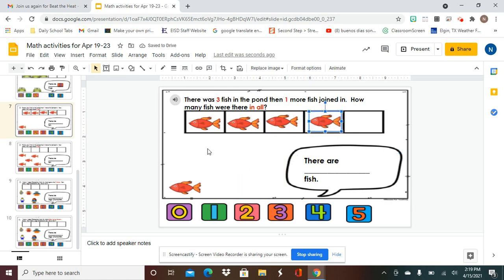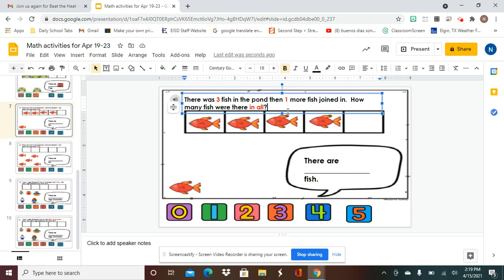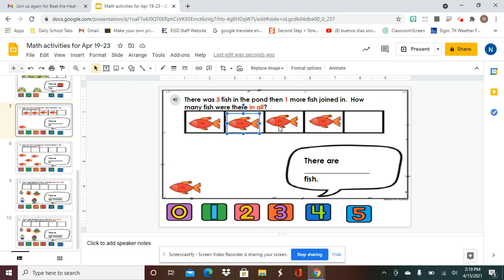So we have to count all of these fish. We're not going to count this one. Nope, because this is not a part of the problem. It's only the ones up here on the 5 frame. So let's count them. 1, 2, 3, and 4. So there are 4 fish.